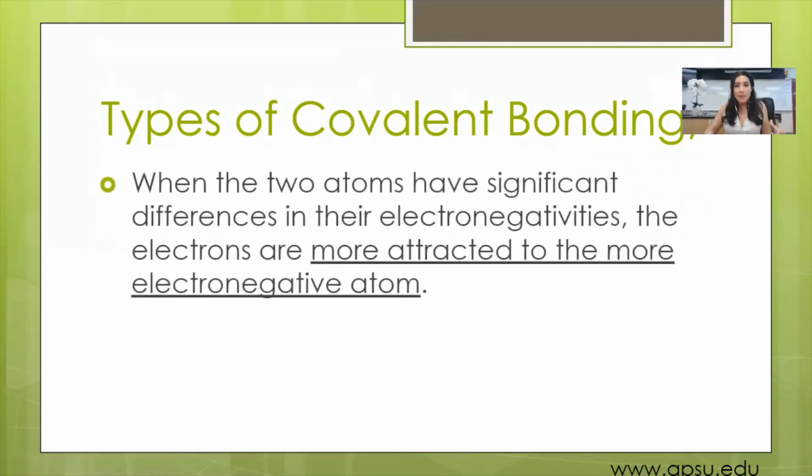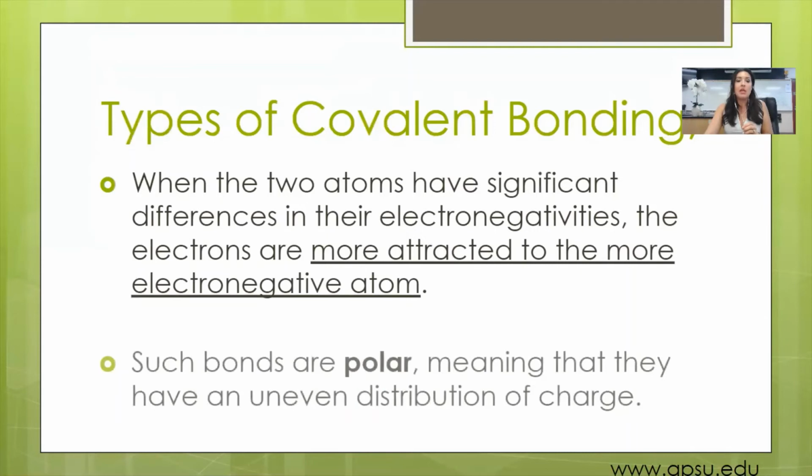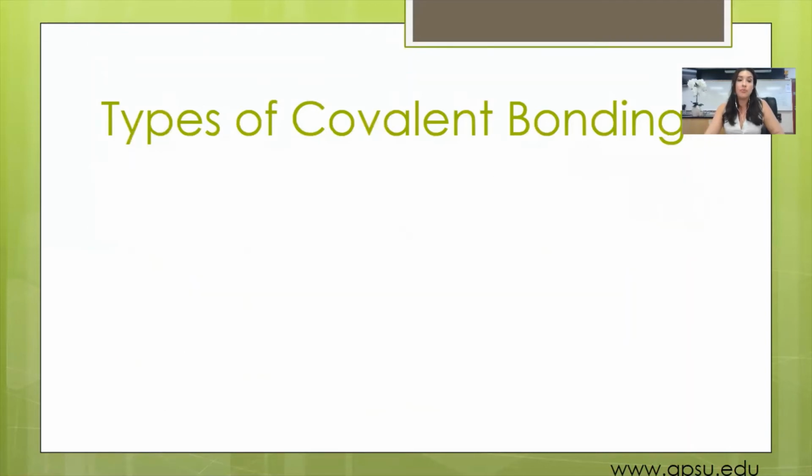So when two atoms have significant differences in their electronegativities, the electrons are more attracted to the one that's more popular. They're attracted to the more electronegative atom. And we've touched on this a little bit, but let's think about what's really happening here. These bonds are said to be polar, and what that means is they have an uneven distribution of charge.